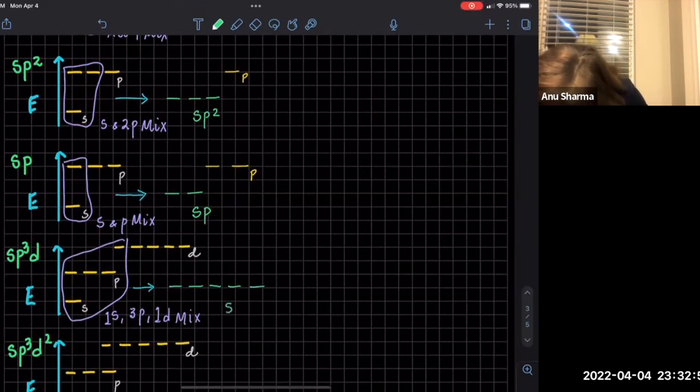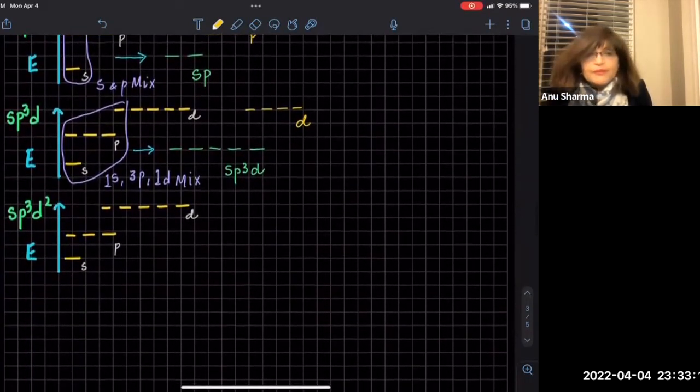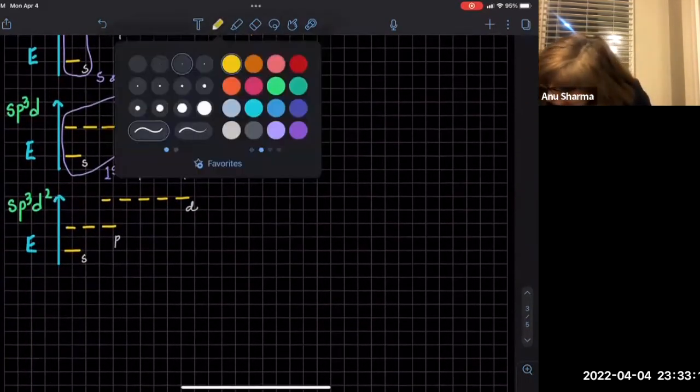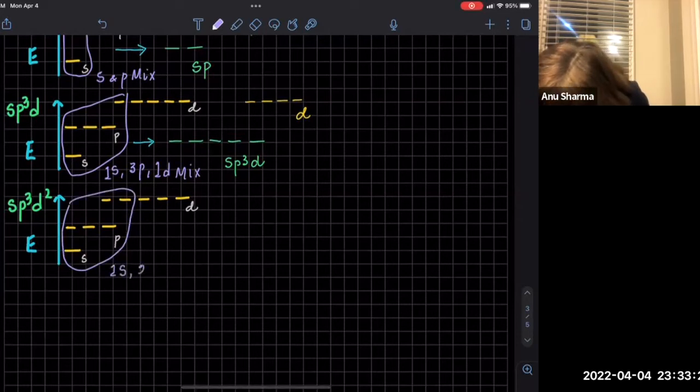So this is sp3d. And the 4 D's remain pure, so their energies don't change. 1, 2, 3, 4, and these are the D's. Remember that the hybridized orbitals will be at a lower energy state. Now the next is the sp3d2. So 1 S, all 3 P's, and 2 D's mix.